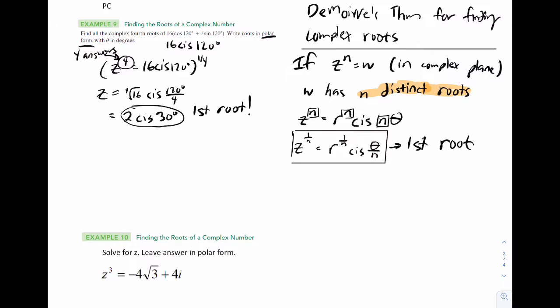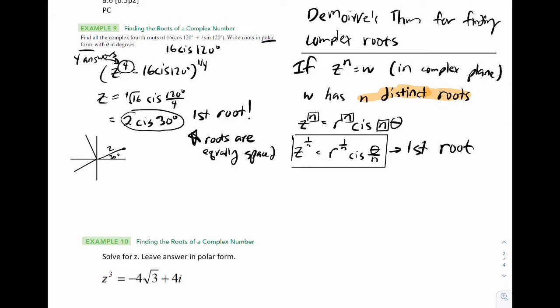The way we're going to find other answers is we're going to use this fact about polar roots. There's a really cool fact about polar roots: if you were to graph them, the roots are equally spaced. What I mean by that is, imagine we were to graph this 2 cis 30. That would mean we're about 30 degrees up over here, and this is 2. The other roots are going to be equally spaced along here. So one should be about here, one will be here, and one will be here. So here's our first answer, second answer, third answer, fourth answer.